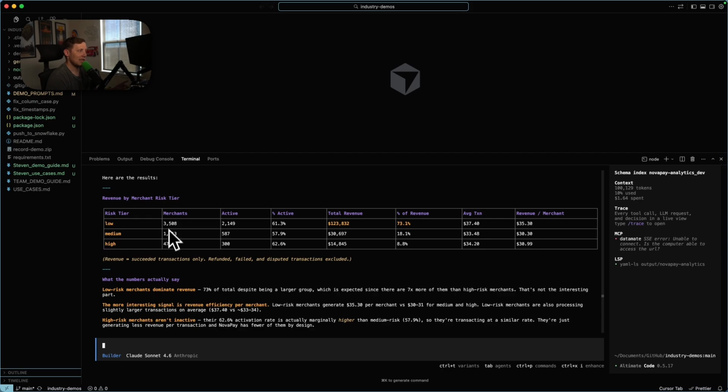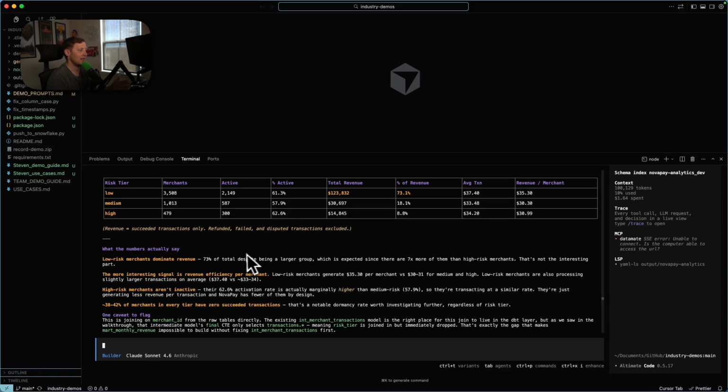But what's really important is looking at this revenue per merchant, right? Because we have a massive difference in merchants between each tier level. We get the most revenue overall for low because we have the most merchants there, but it's also the highest revenue per merchant, which is really important for our business. And that's what it's telling us here as well, that low-risk merchants dominate the revenue because it's 73% of it, being a larger group. There are 7x more of them than the high risk.